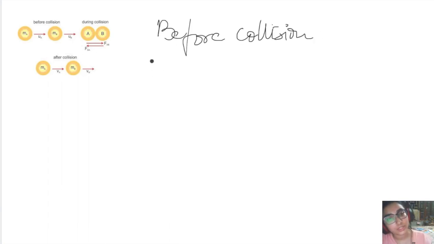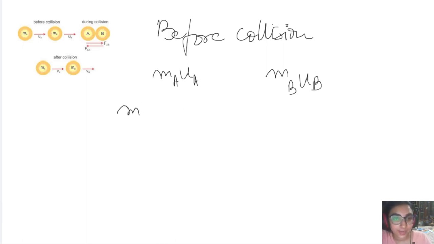Before collision, what was it? Momentum of ball A was MA UA, ball B's was MB UB. So we add these two. Initial momentum of both the balls. If we consider the two of them as one system, not one body, one system, we can write it as MA UA plus MB UB.